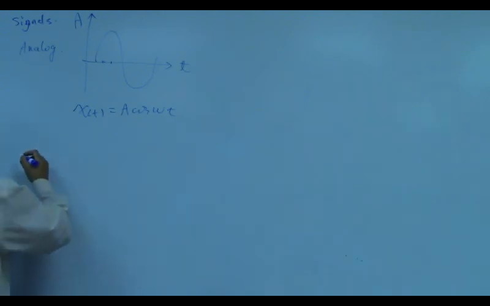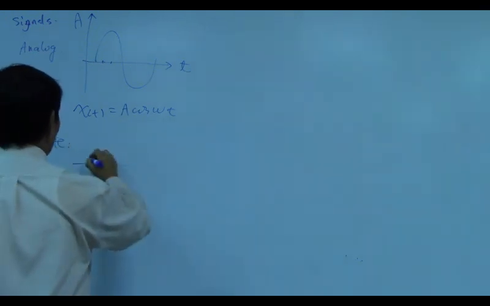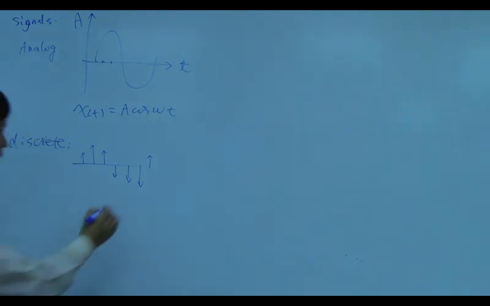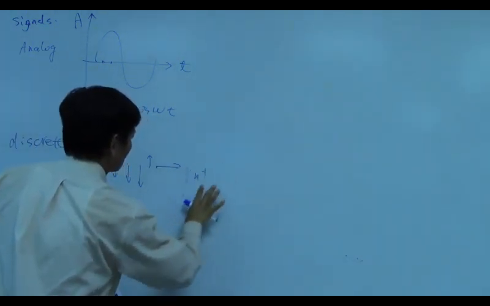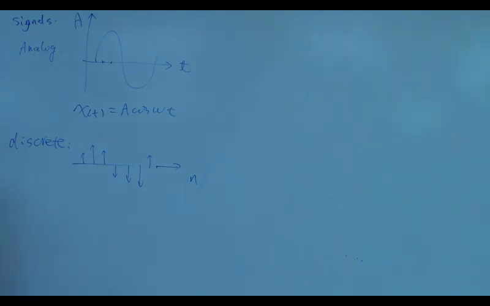The next one is a discrete signal. Discrete signal, for example, like this. So we can see it is discrete in time. So instead of t, we use n to represent it. And the amplitude is continuous. That means the value can be anything from the maximum to the minimum. So we can have 8.5, we can have 3.1415, so the amplitude can be continuous. But the time is discrete. So this is called a discrete time signal.